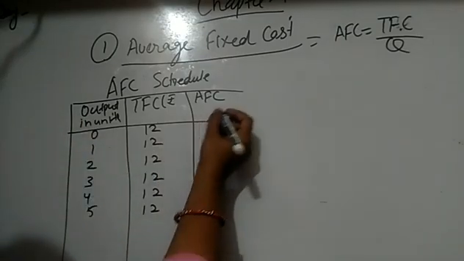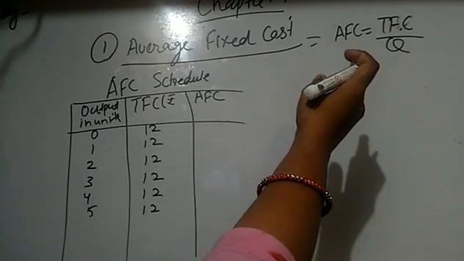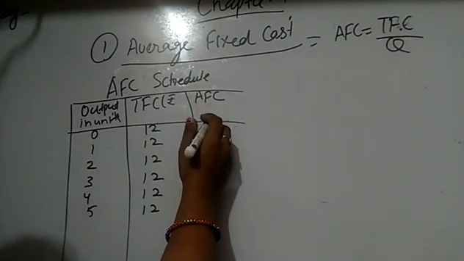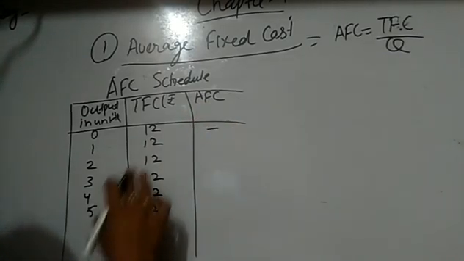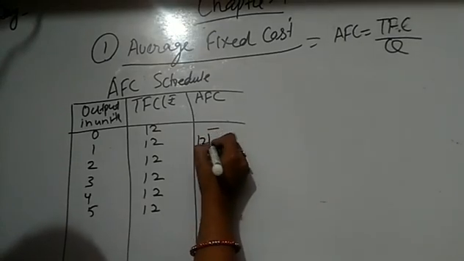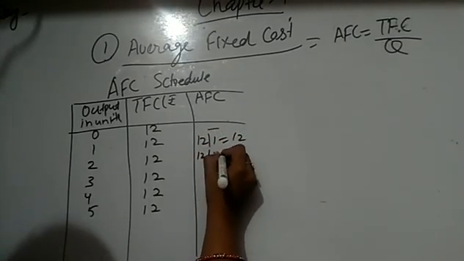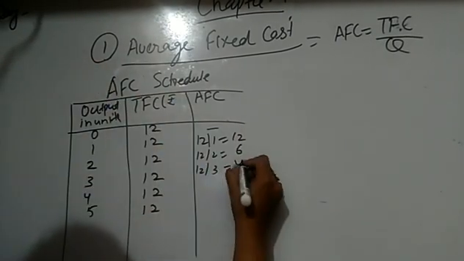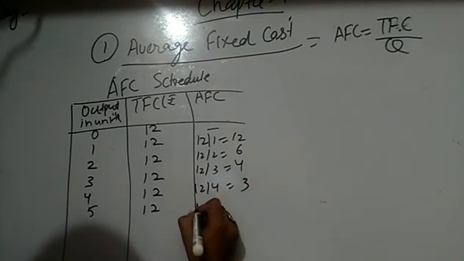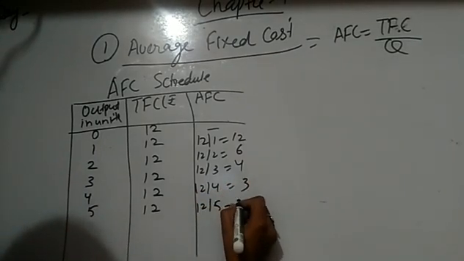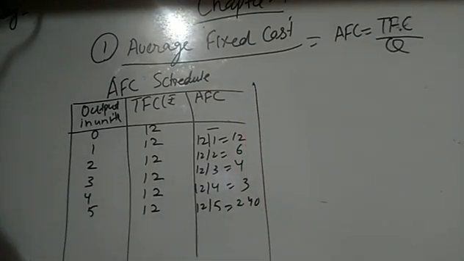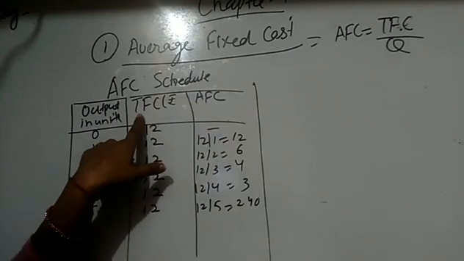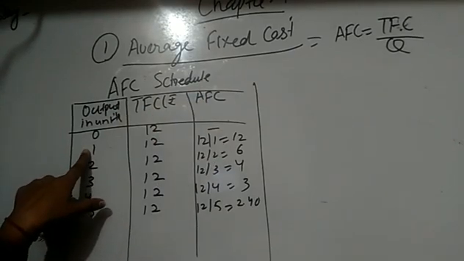The formula of average fixed cost is total fixed cost by Q. At output 0, 12 by Q is undefined. After that, 12 by 1 is 12, 12 by 2 is 6, 12 by 3 is 4, 12 by 4 is 3, and 12 by 5 is equal to 2.40. This is how we calculate average fixed cost: total fixed cost by number of units of output.